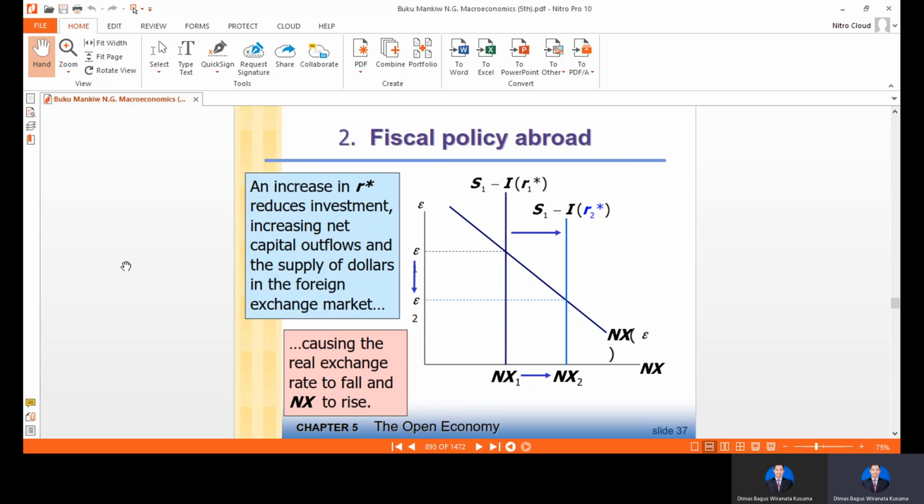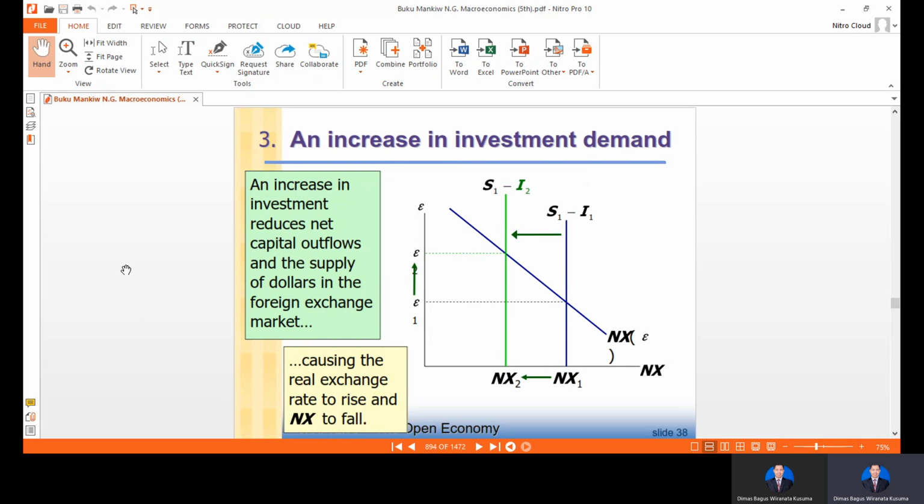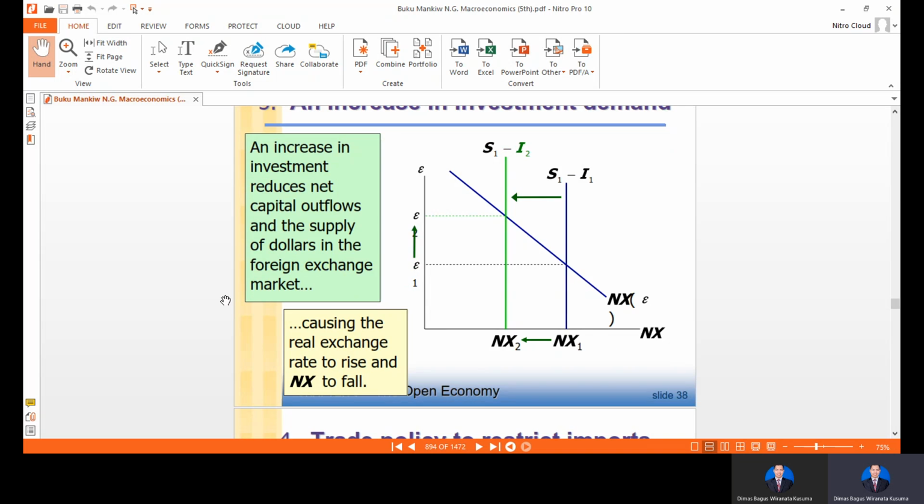And the third one, an increase in investment demand. An increase in investment reduces net capital outflows and the supply of dollars in the foreign exchange markets. So here we shift to the left. And the same, it will increase the real exchange rate and will reduce the NX.